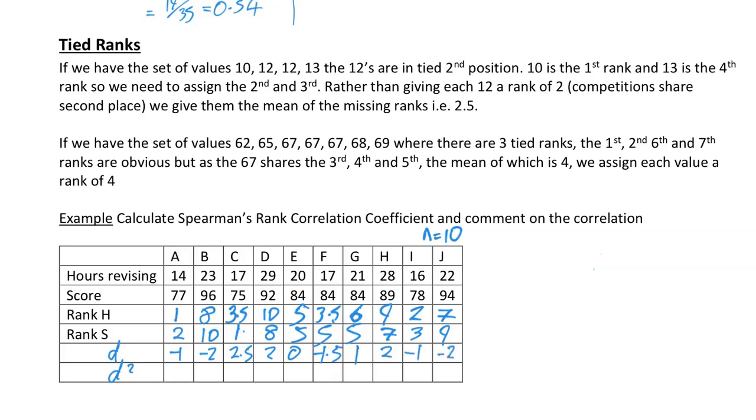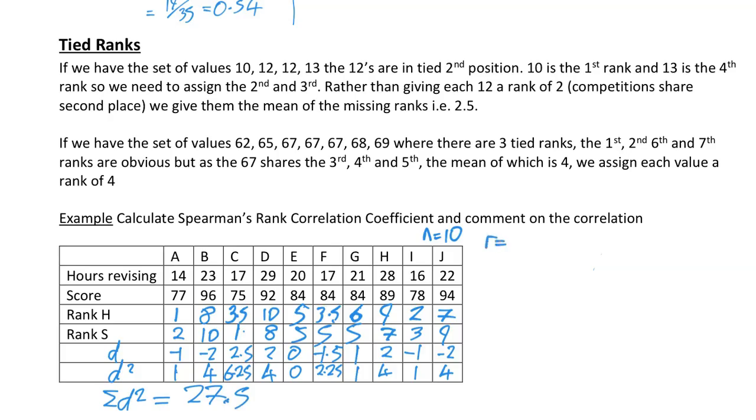And then square all of these, you're going to get 1, 4, 6.25. You're going to get 4. You're going to get 0. You're going to get 2.25. You're going to get 1. You're going to get 4. You're going to get 1. You're going to get 4. So sigma D squared is equal to 27.5. When you add up all your D squareds, you get 27.5.